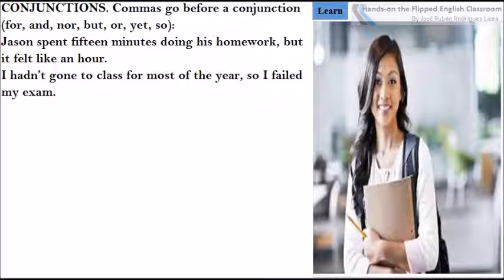Conjunctions. Commas go before a conjunction: for, and, nor, but, or, yet, so. Jason spent 15 minutes doing his homework, but it felt like an hour. I hadn't gone to class for most of the year, so I failed my exam.